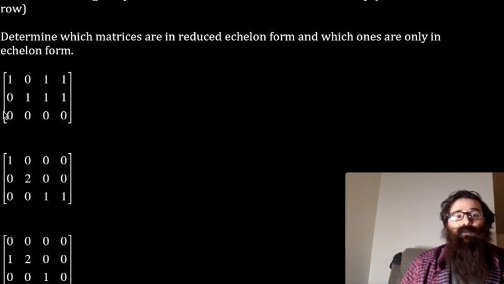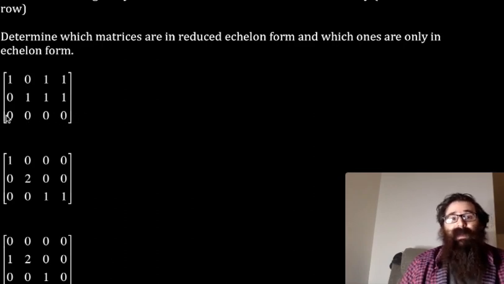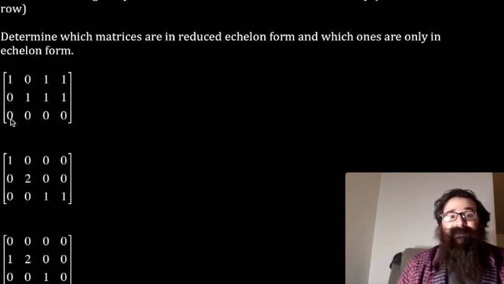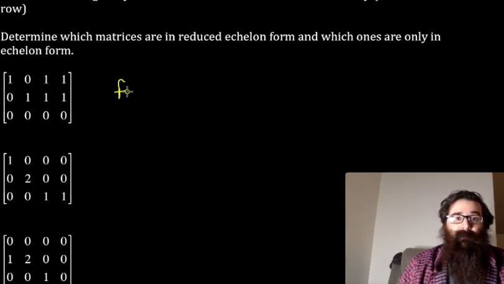And in this third row, I'm looking for my leading entry, but I pass through a 0, I pass through another 0, and then again and again. So there's actually no leading entry. It is a row of all zeros, and it is at the bottom. So this is actually an example of something that is in fully reduced row echelon form.